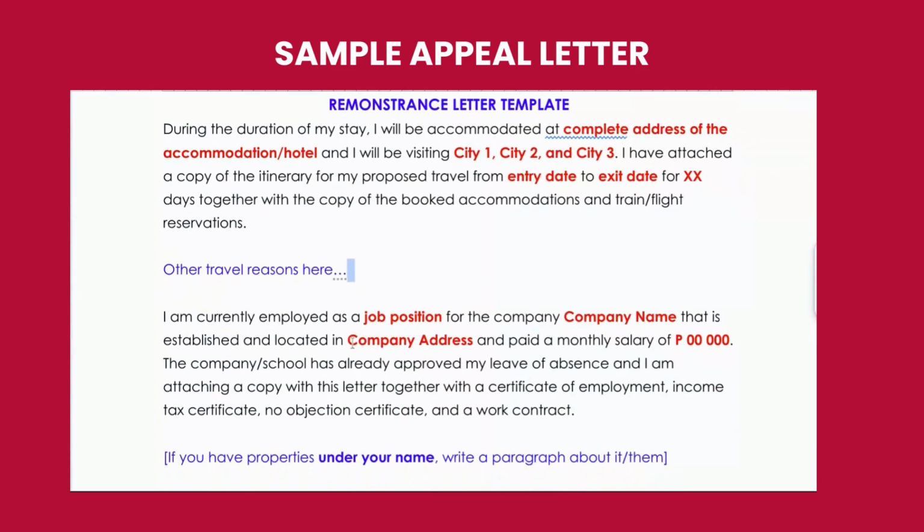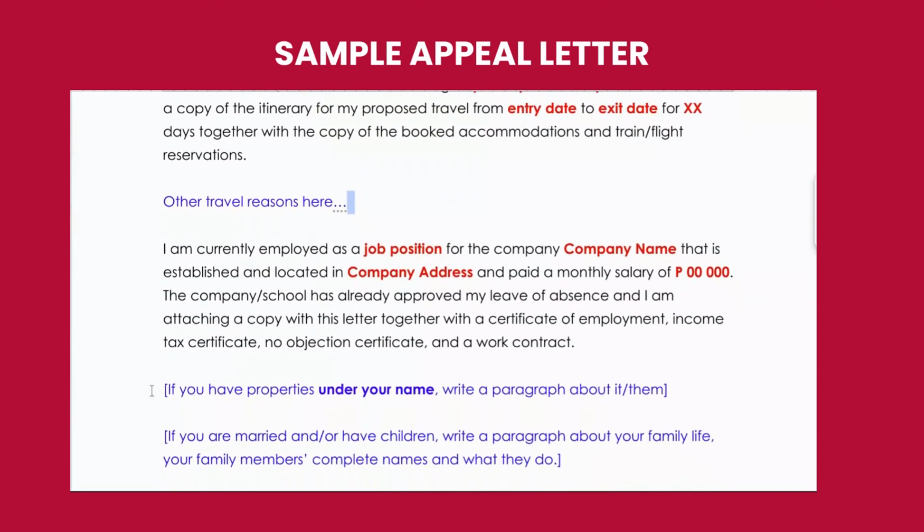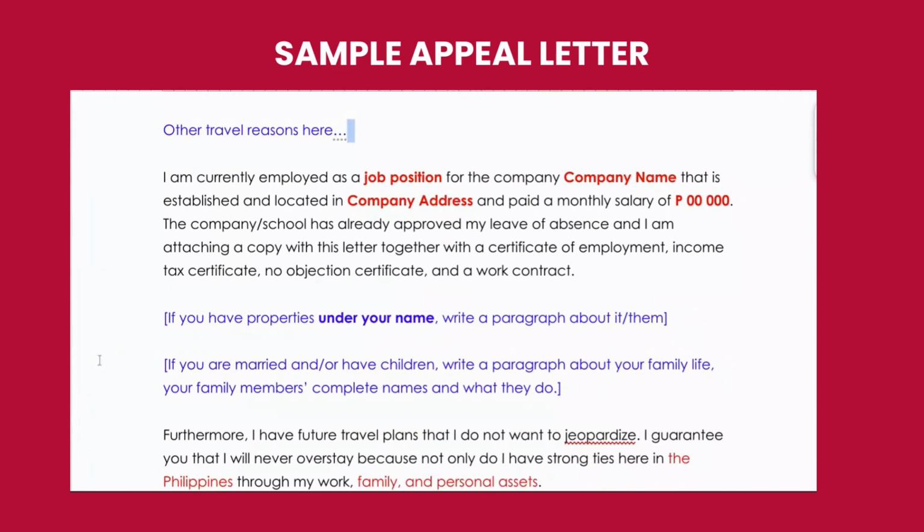Next, I've put it in blue as well. If you have properties under your name, again, it has to be under your name, not anyone else's, write a paragraph about it, or them if you have several. Furthermore, if you are married or have children, then write a paragraph about your family life, your family members, what they do, who they are, and indicate if they're going with you or not.